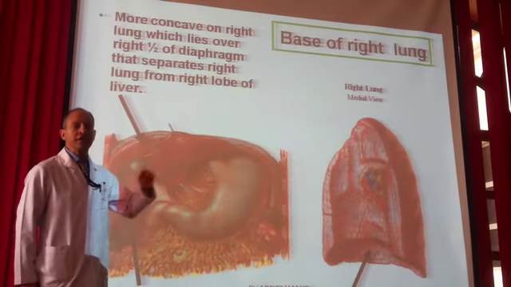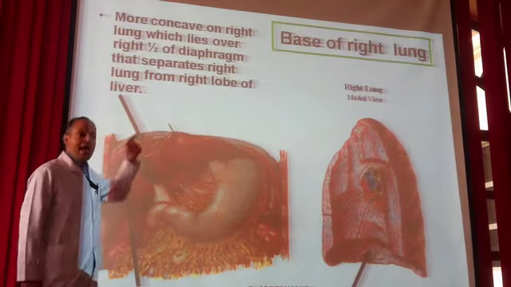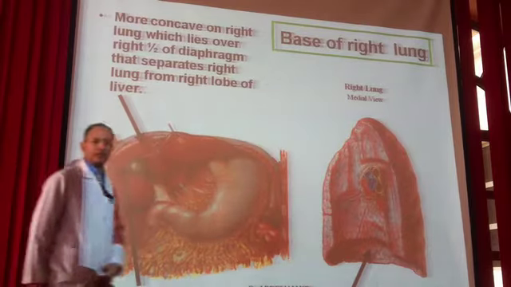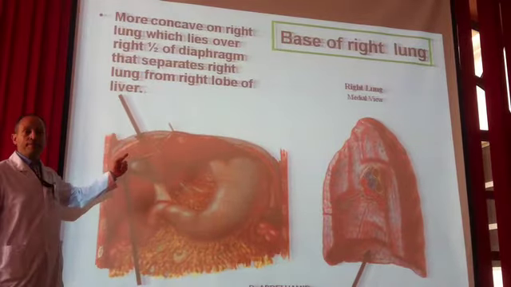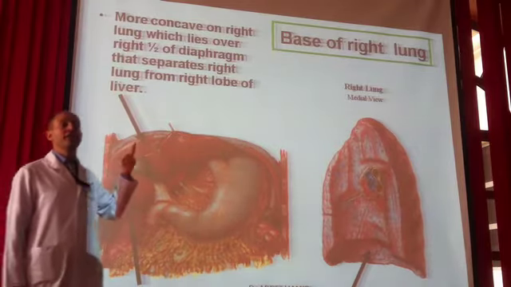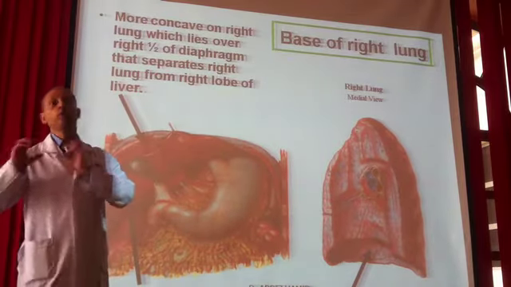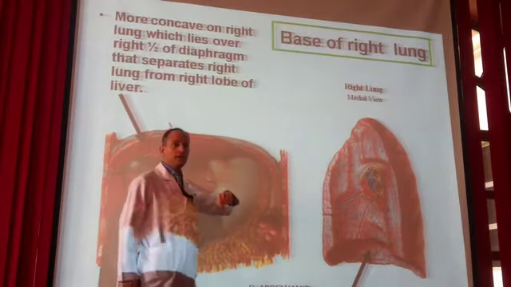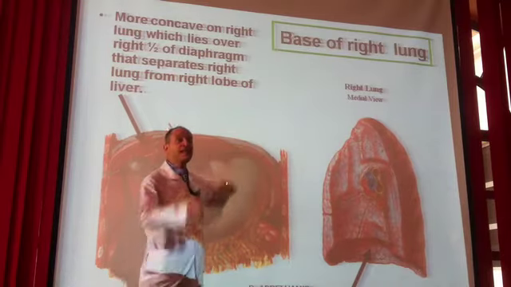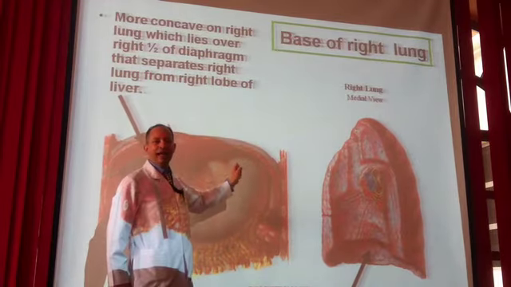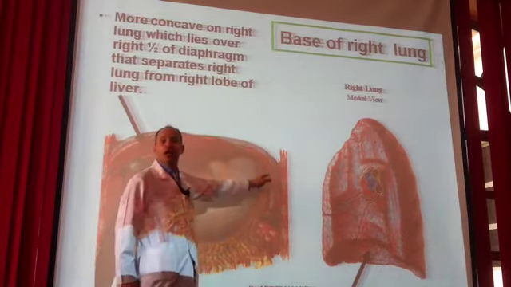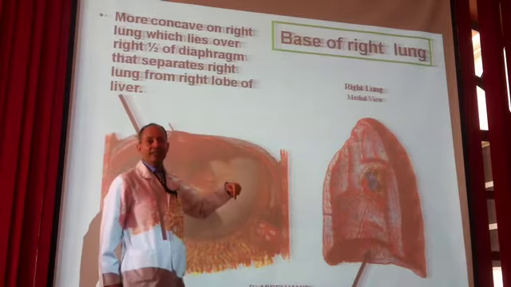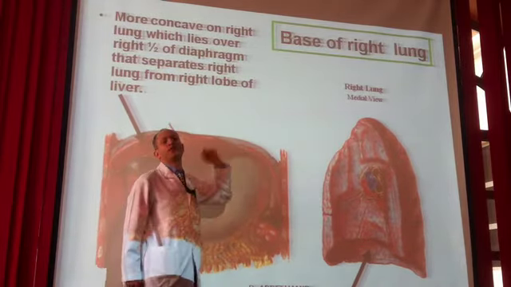To what structure is it related? Diaphragm. And the diaphragm separates the base of the lung from what? Abdominal organs. On the right side, what organ? The liver. Which part of the liver? Right lobe of the liver. What structure is below the base of the left lung? The stomach. The left copula of the diaphragm separates it mainly from the stomach. What else? Spleen. What else? The left kidney. What else? The left smaller lobe of the liver.